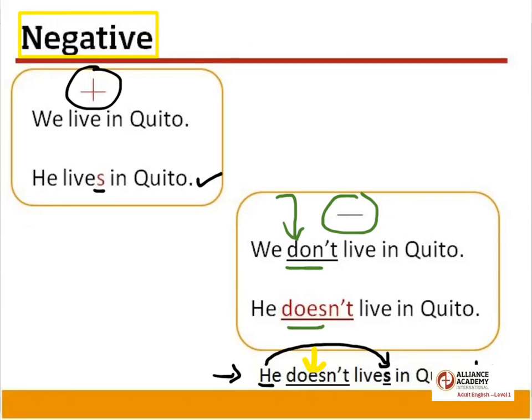Does is the form for third person. We do not do it again in the verb. So this whole sentence is wrong. We will not do that. We will simply say he doesn't live. We can use the root form of the verb after doesn't.